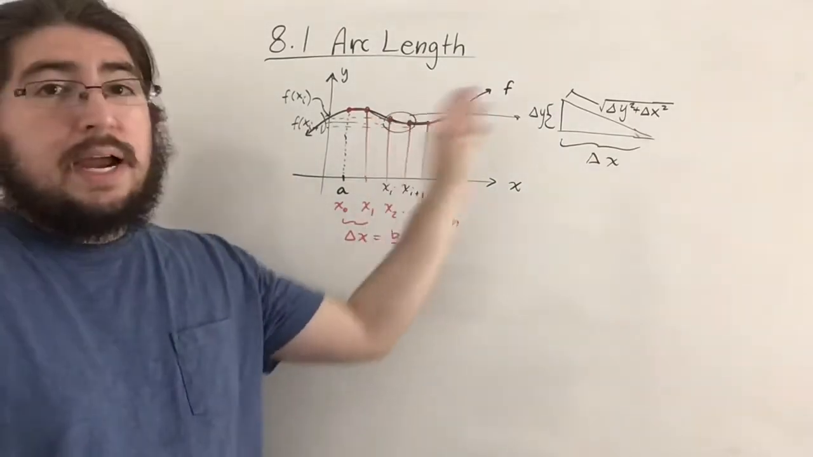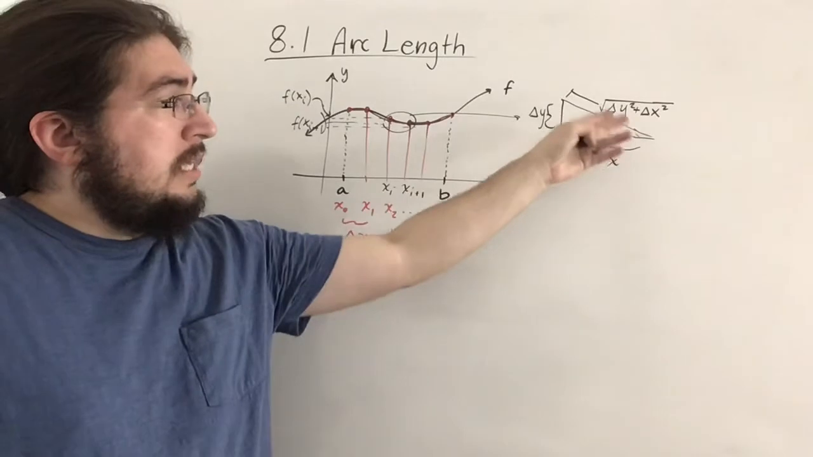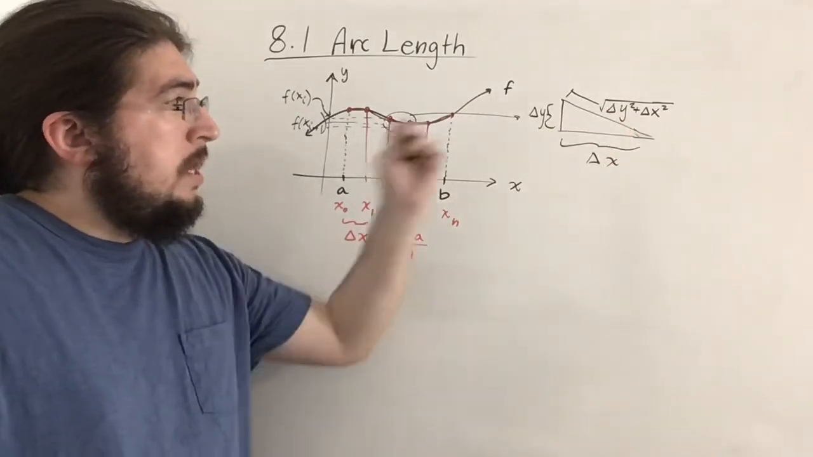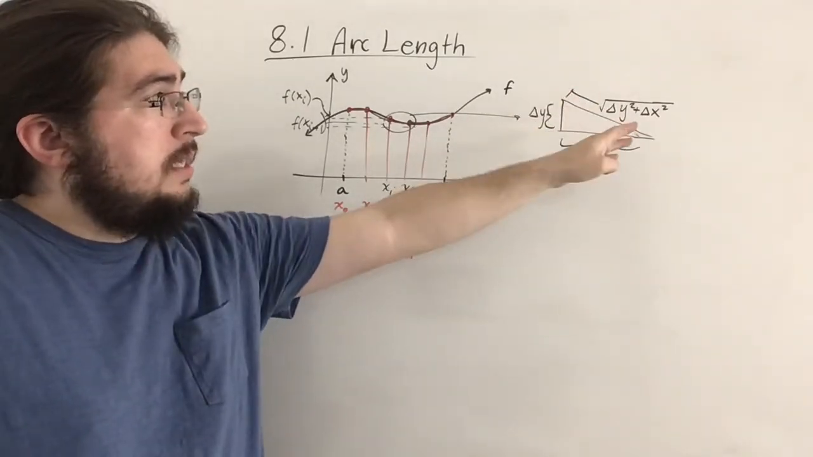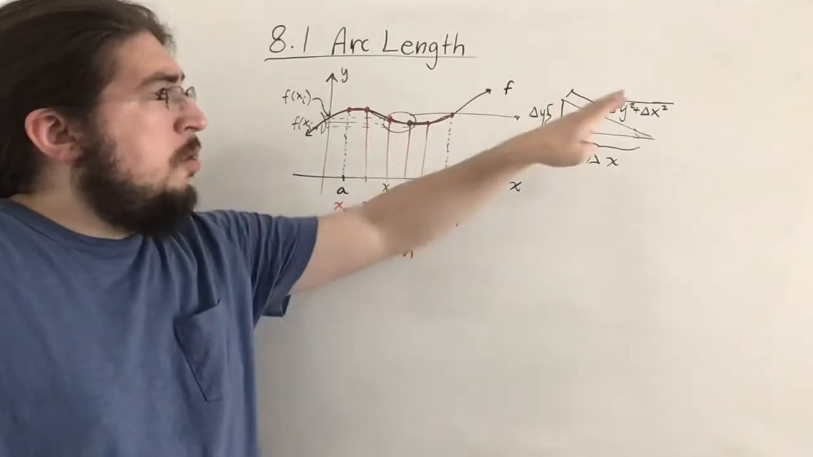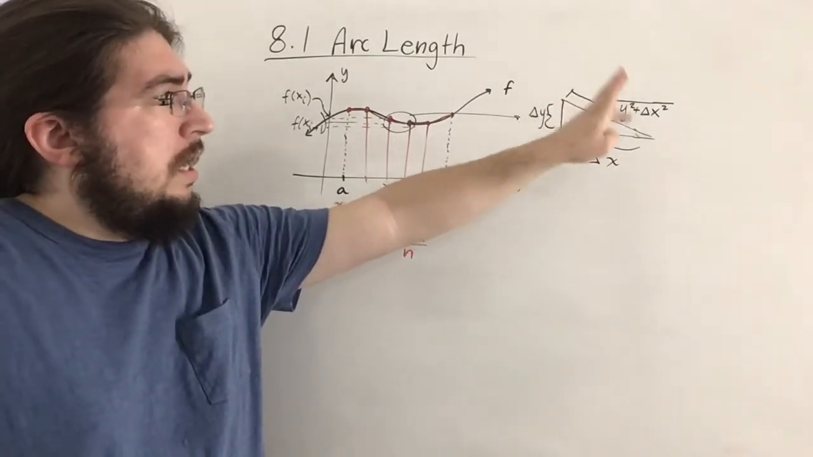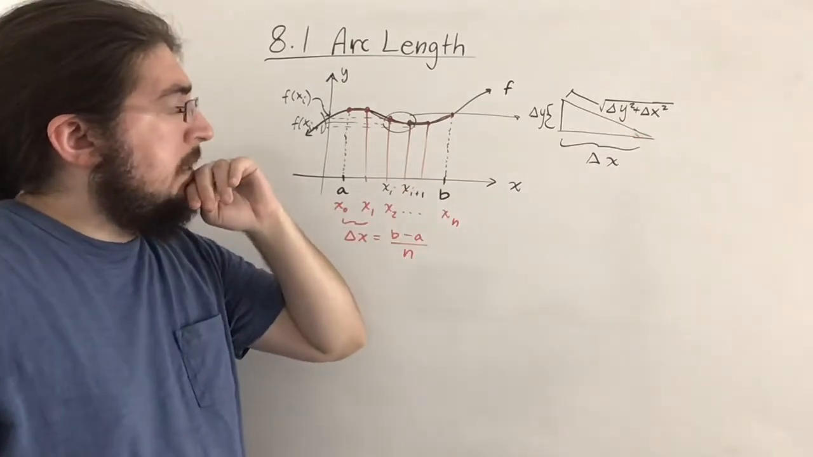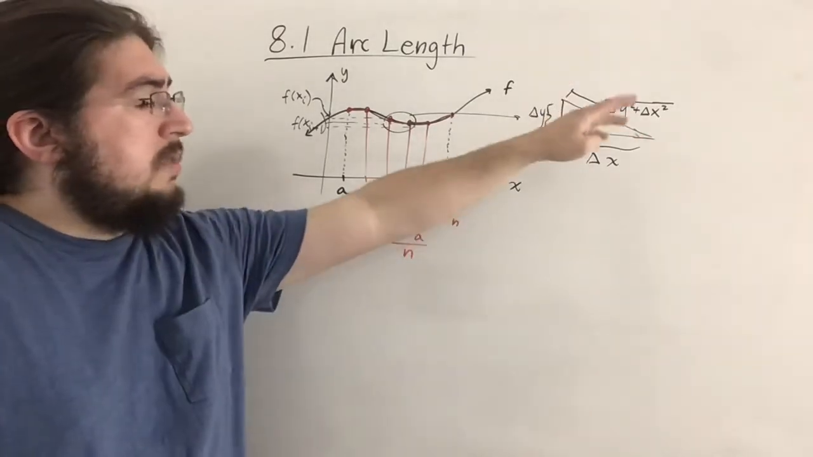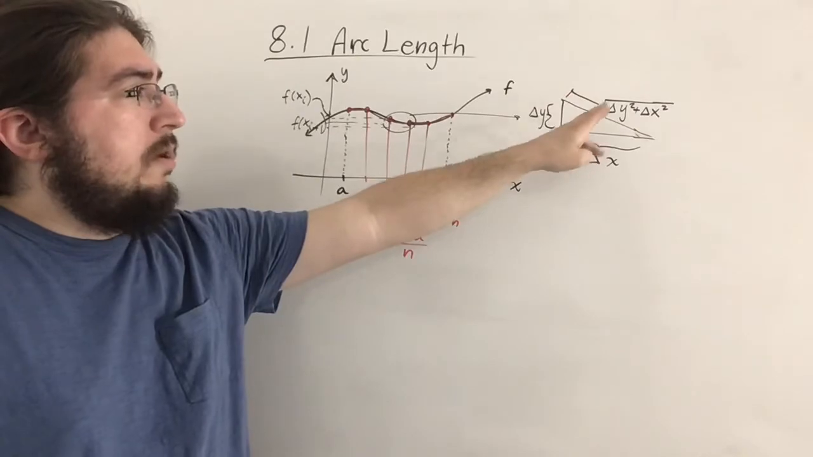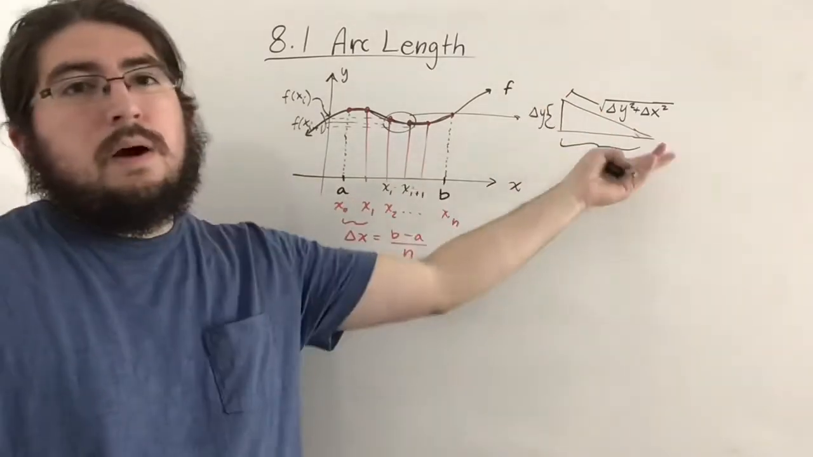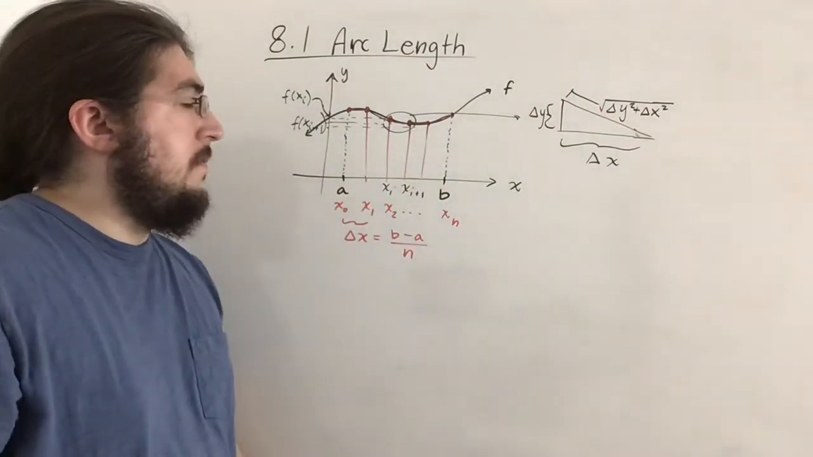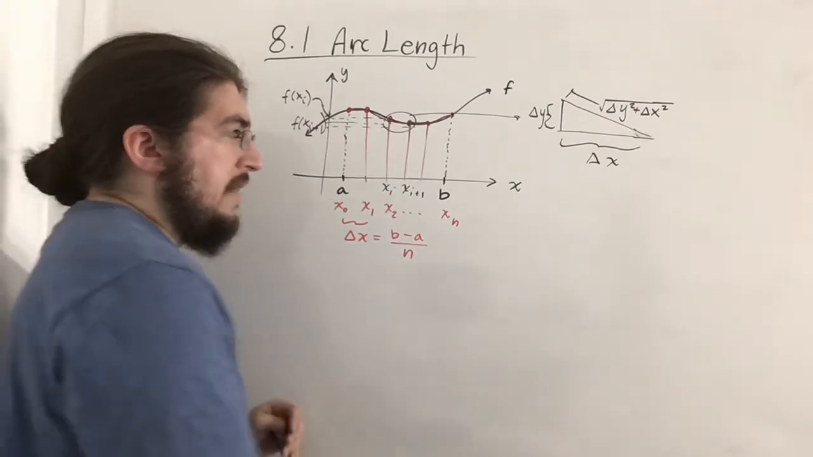Notice that if we divide the inside by delta x squared, we end up getting delta y squared over delta x squared plus 1, because it's delta x squared over delta x squared. But in order to do that, we have to do some tricks.